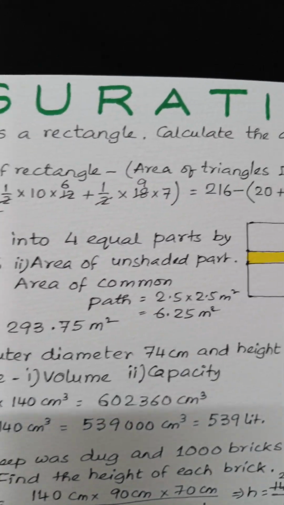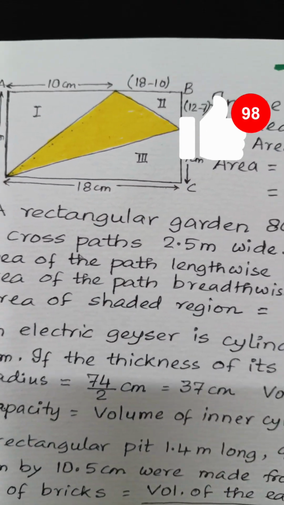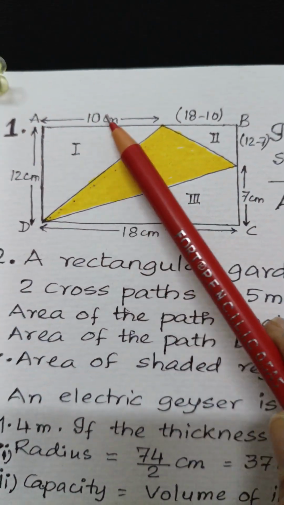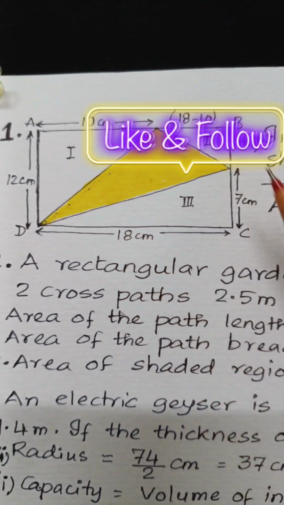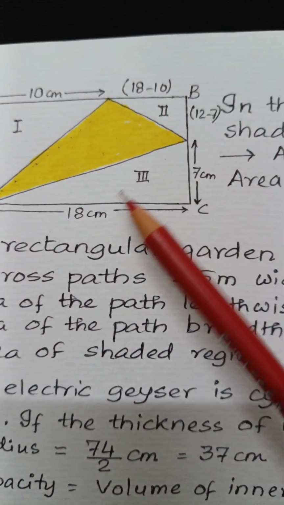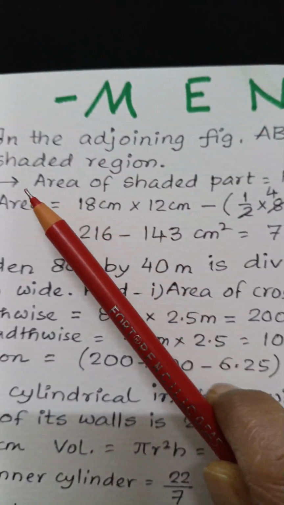Welcome to the world of mensuration. There are many questions out here which are solved. Now, see number one. This is a figure having ABCD as a rectangle. You have to calculate the area of the shaded region, meaning the yellow colored region.